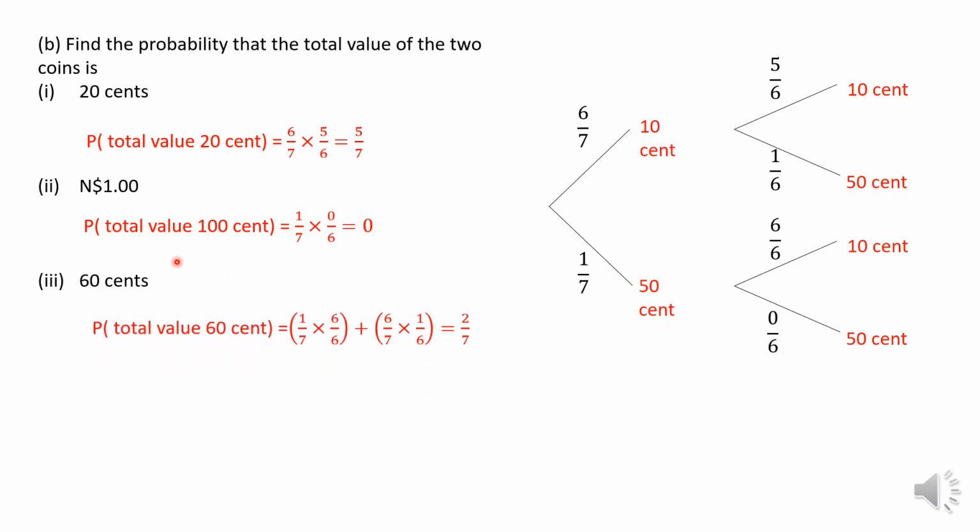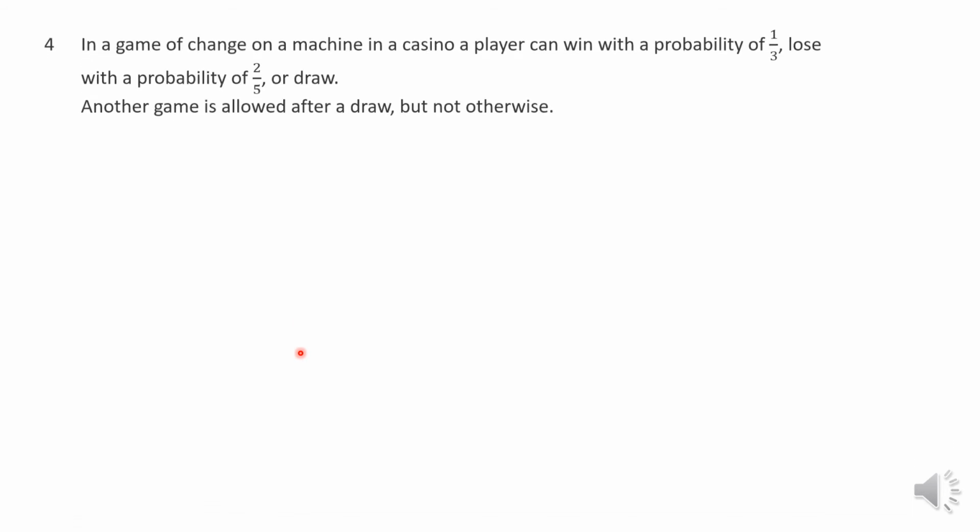60 cents, now for 60 cents, you have to be very careful here. So you take 1 over 7, which is 1 50-cent coin, plus 1 10-cent coin. Okay, that's going to give you 60 cents. Or you take 6 over 7, which is your 10-cent coins here, times 1 over 6, which is this 50-cent coin here. So you multiply along here, and then you add the branches as you go. You get to that answer of 2 over 7.